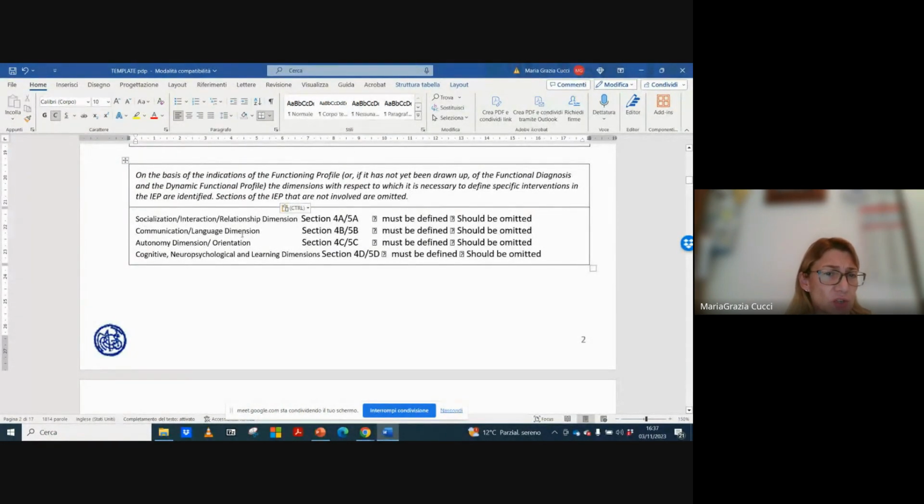Communication language dimension, autonomy dimension, orientation, cognitive, neuropsychological, and learning dimensions. For each one, you can check whether it must be defined or should be omitted. It depends on the situation. As I stated before, this is a general model, so you can adapt it to the specific situation you meet at school.